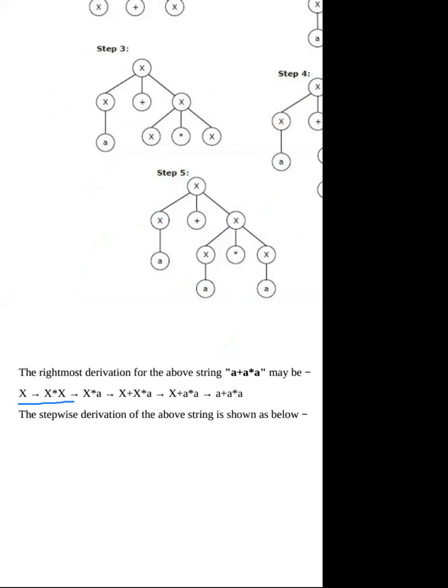Now you are going to do rightmost derivation. All of you do it. Mind it, at each step, replace the rightmost non-terminal on your right hand side. So that means here you replace this X, not the first X. Replace the second X. All of you do it.